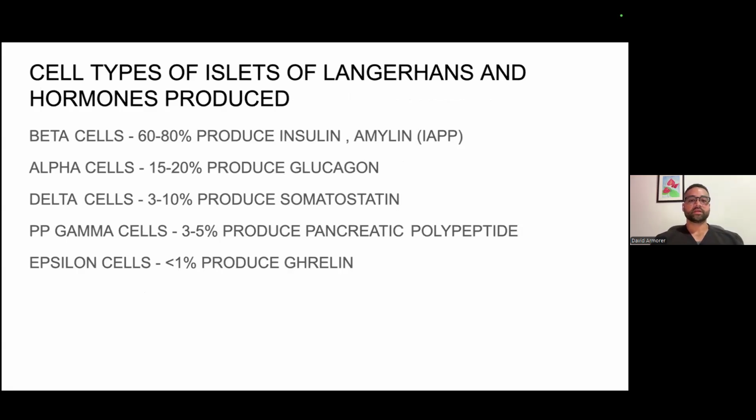So moving on to the contents of the islets of Langerhans and the hormones that are produced. The most important one for the talk tonight would be the beta cells, which are 60 to 80% of the islets of Langerhans. These cells produce insulin and another very small amount of a hormone called amylin. Then you have your alpha cells, which are 15 to 20%, and they produce glucagon. You have your delta cells, which are 3 to 10%, they produce somatostatin. You have your gamma cells, which produce pancreatic polypeptide, and your epsilon cells, which are less than 1%, that produce the very important hormone ghrelin.